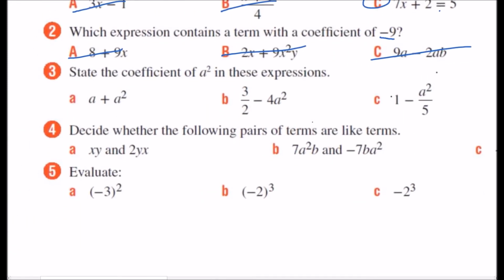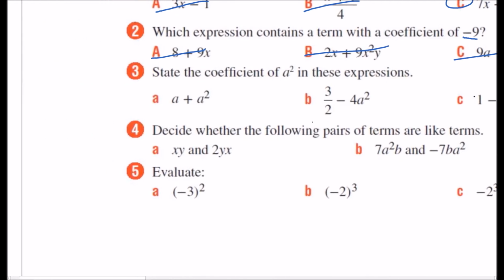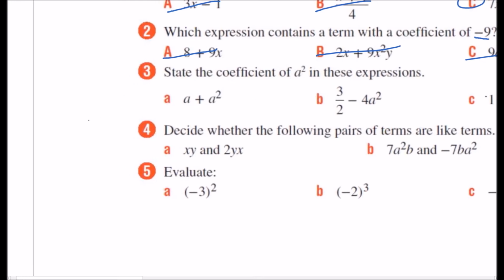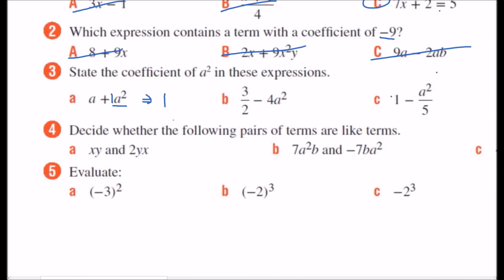State the coefficient of a squared in these expressions. So what is the number in front of a squared for these expressions? Let's have a look. For a squared here, remember, if you just have a variable by itself, that means there's a magic 1 there. So the coefficient here is 1. This one is pretty easy. The number in front of a squared is -4. Don't forget to include that operator.